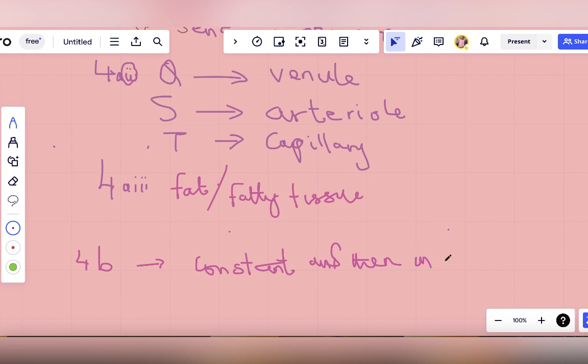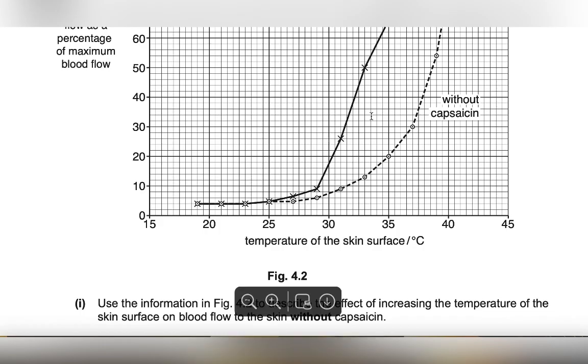Increases. The blood flow remains constant and then increases. That's the first part from the graph. You can just look at the graph and see what information you have.